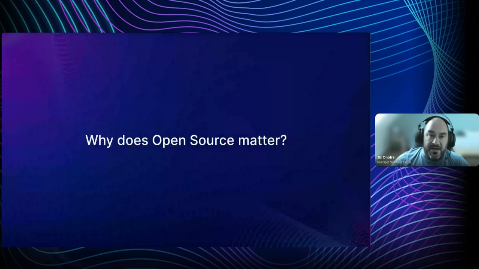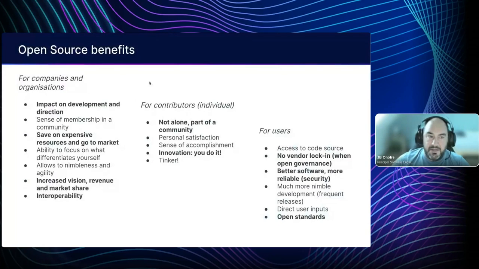And why does open source matter in this ecosystem? There are different benefits, in my opinion, about open source. I tried to categorize these benefits into three main personas. The first persona is for companies and organizations that want to contribute to this open source stack. The first good thing about open source is the impact on development and direction. So you can directly know where the project is going. You can also propose new features on this project that fit exactly your use cases.